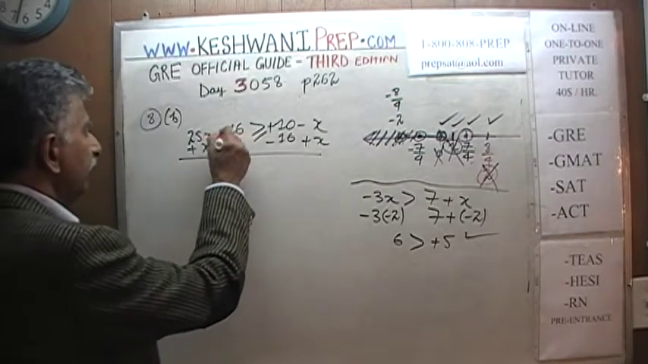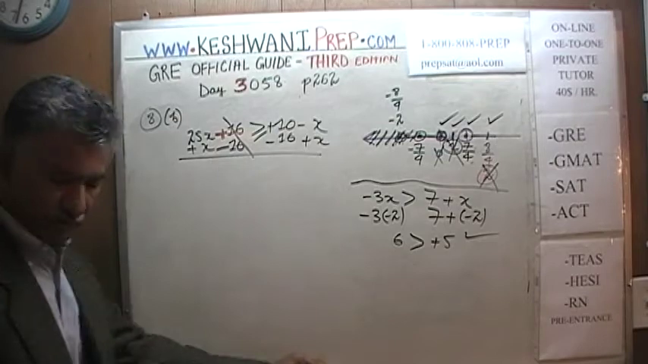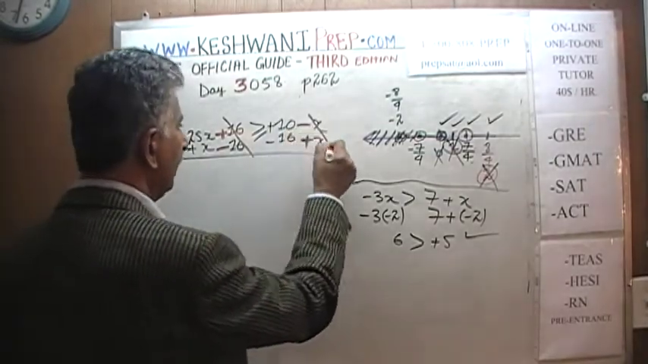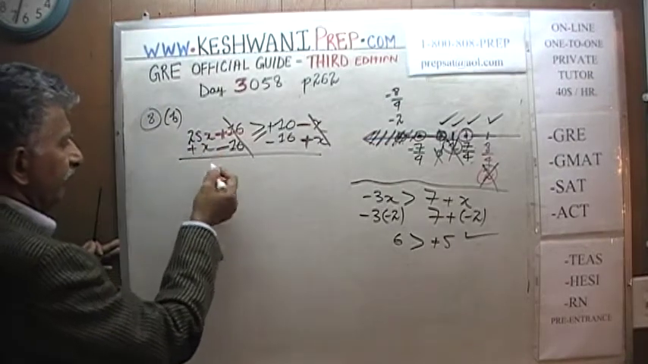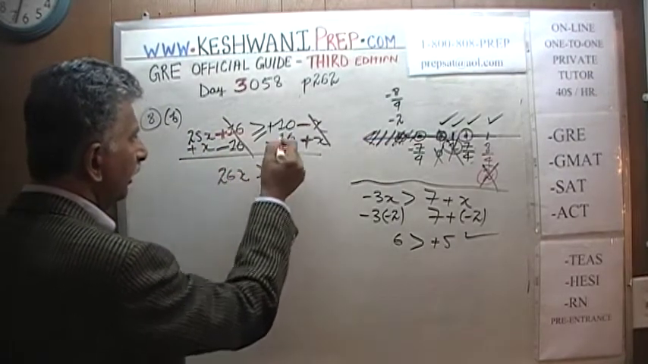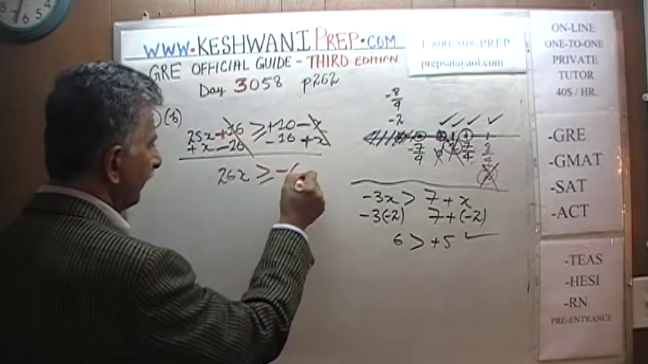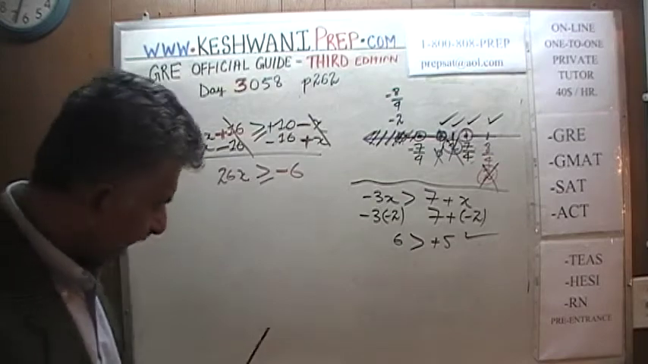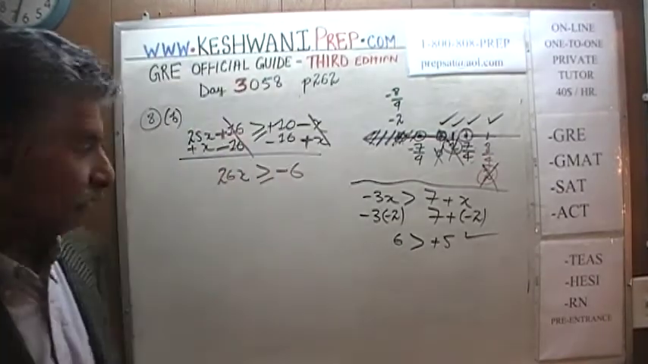We have a positive 16 and a negative 16. They're going to kill each other. We have a negative x and a positive x. They're going to kill each other. 25x and an x is going to give us 26x. And it's greater than or equal to, we are told, 10 minus 16, which is going to give us negative 6. Another strange answer we are getting. Keep your fingers crossed, okay?